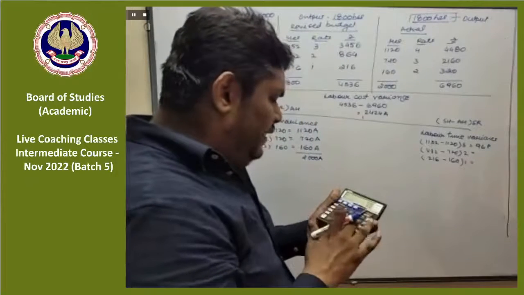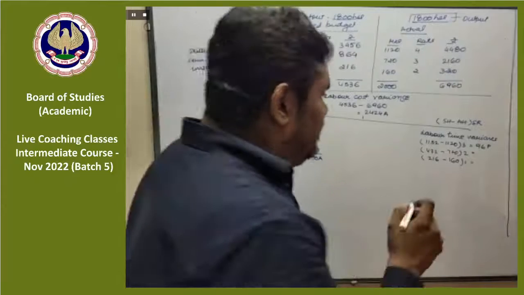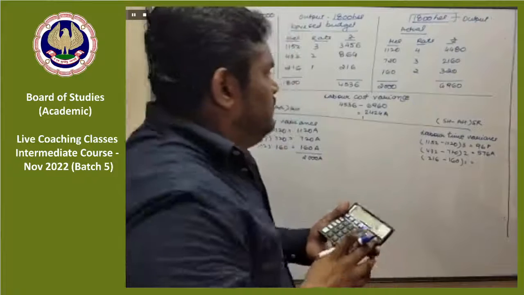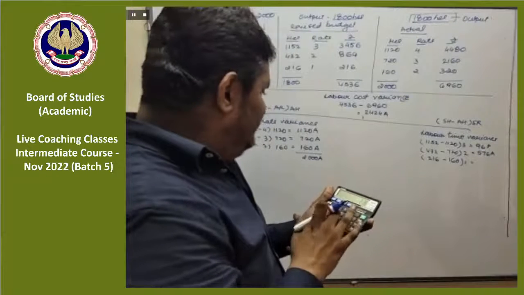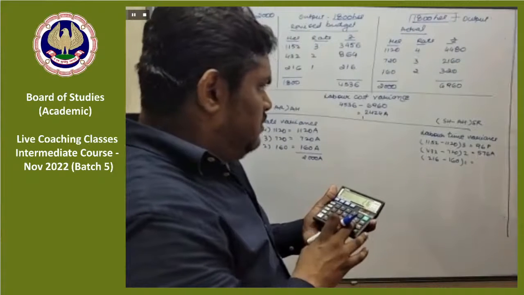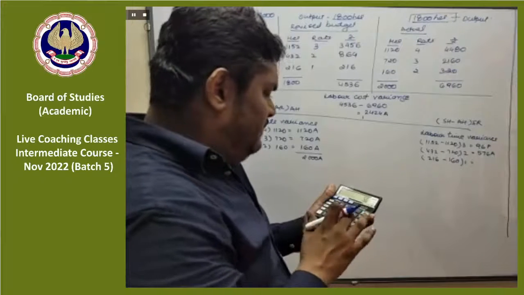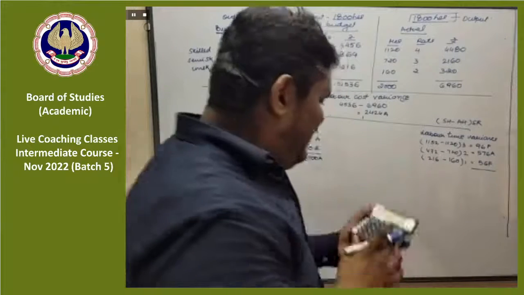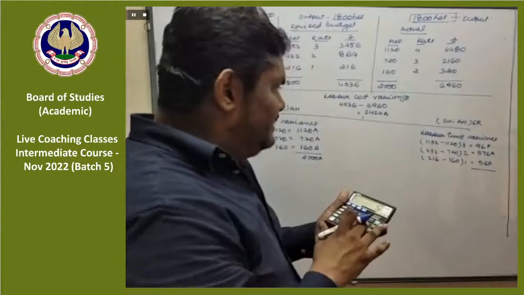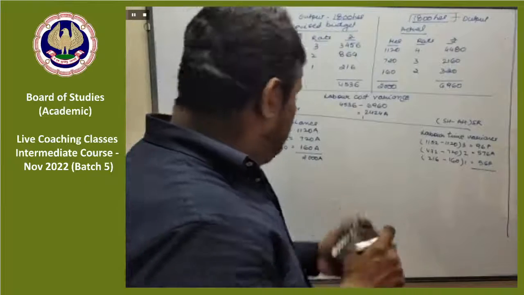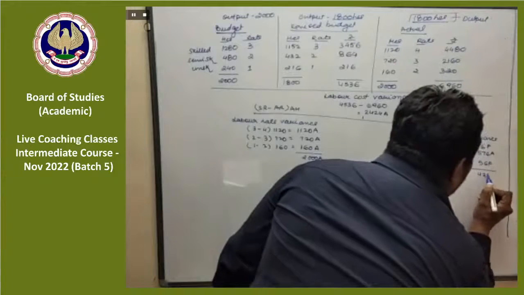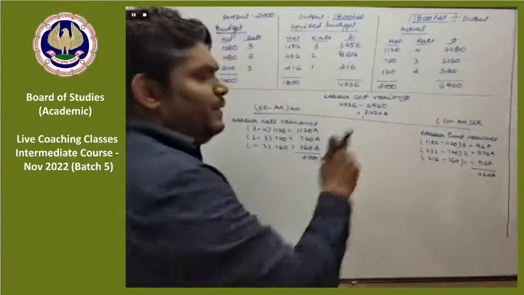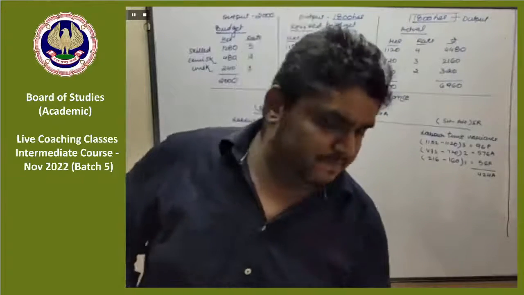432 minus 720 into 2. This will be 576 adverse. 216 minus 160. So this will be 56 favorable. So the final answer will be 56 plus 96 minus 576. So this will be 424 adverse. So 2000 plus 424 adverse will be 2424 adverse.